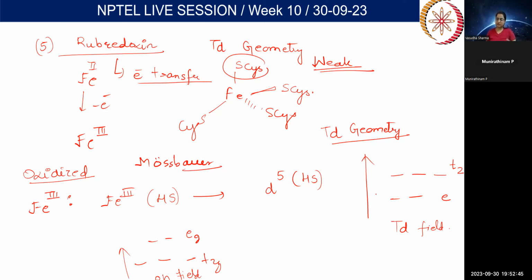So this concept is clear? Clear, ma'am. So when we have d5, we have to fill the d5 in a high spin. Also we know that there are very few exceptions where we find tetrahedral complexes to be low spin complexes. They will always appear as high spin complexes. So we have d5 as a splitting over here.